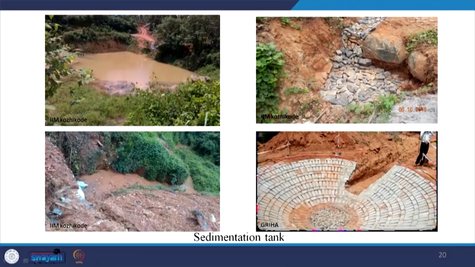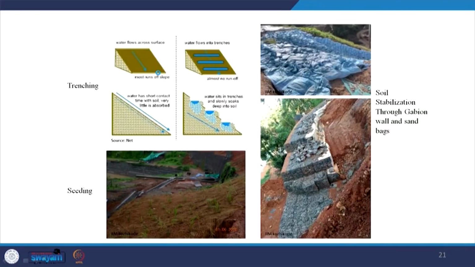Now these tanks may require lining like this one which we see here. This is also a sedimentation tank, properly done lining, or it could just be a loose lining. It may not be lined at all, it may just be very naturally occurring, but sedimentation tanks will again help in both reducing the stormwater flow out of the site and holding the soil back.